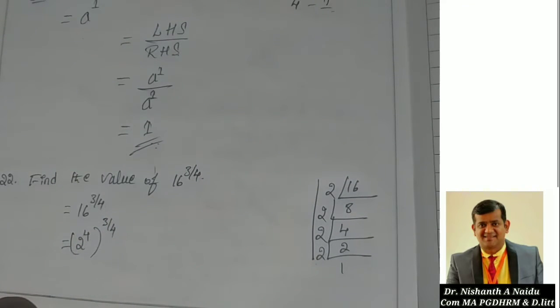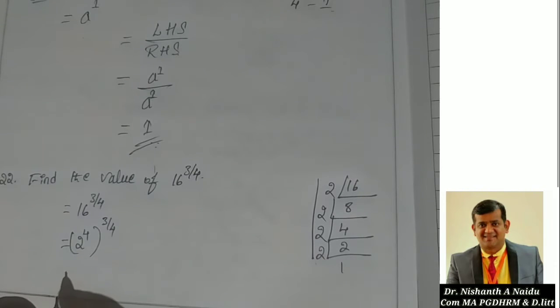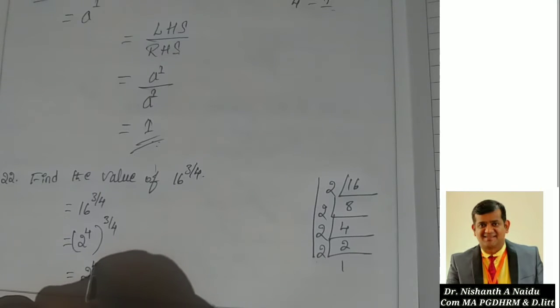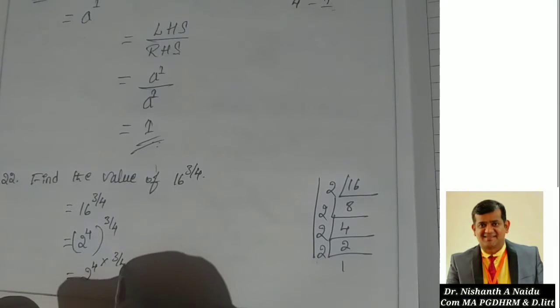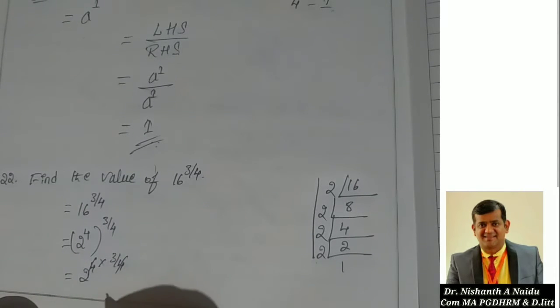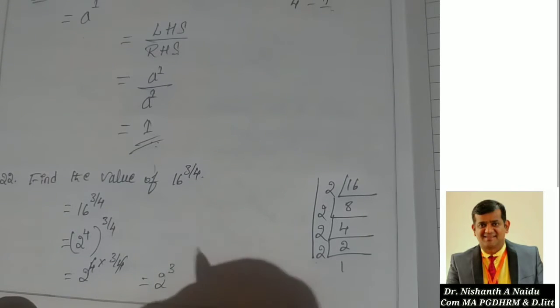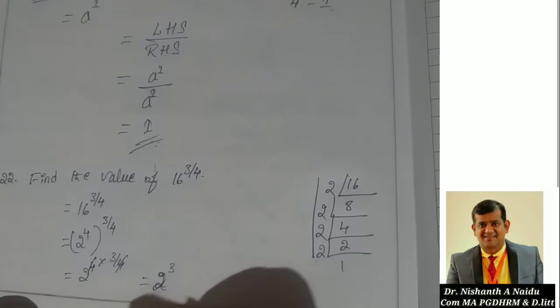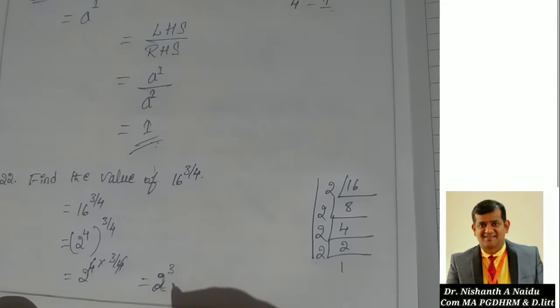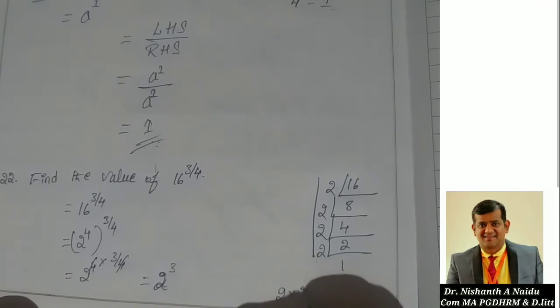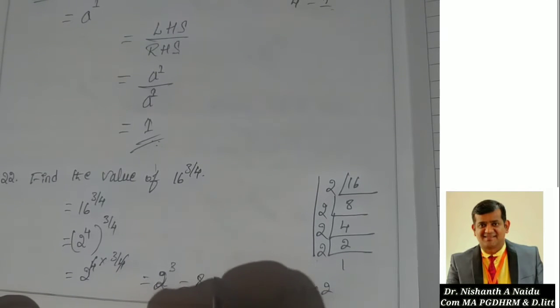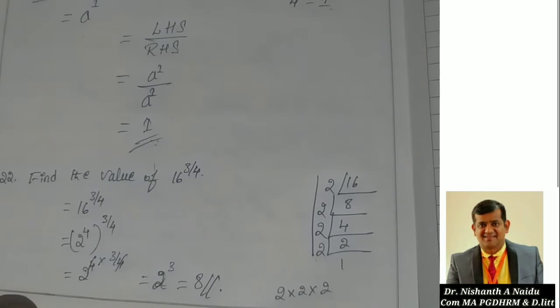So the regular formula, what law are we going to apply? This should be multiplied by this. So 2 to the power 4 into 3 divided by 4. Since 4 and 4 are common, we are going to cancel this 4 and 4. So then the left out is 2 to the power 3. That is the answer. If you multiply 2 to the power 3, that is 2 into 2 into 2. 2 2s are 4, 4 2s are 8. So the ultimate answer is 8.